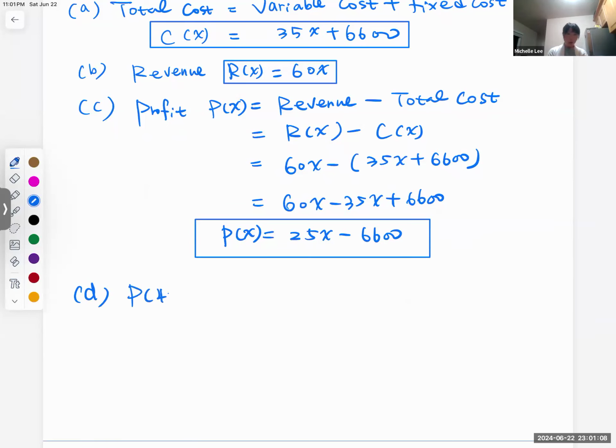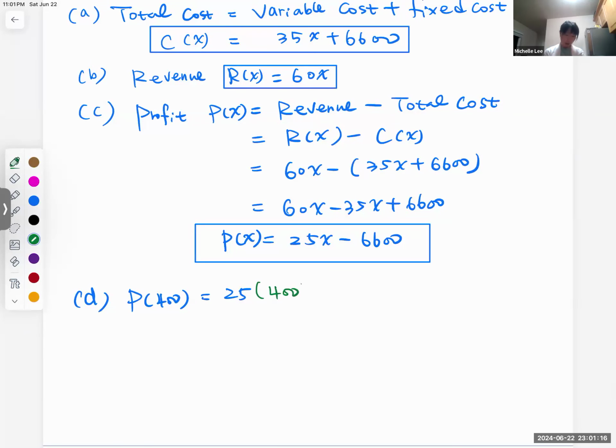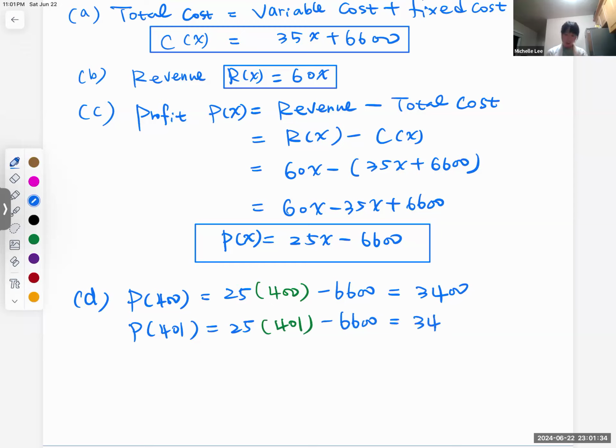P of 400. So profit function earlier, so we have 25 times 400 minus 6600, which is 3,400, and P of 401 is 25 times 401 minus 6600, which is 3,425. Okay.